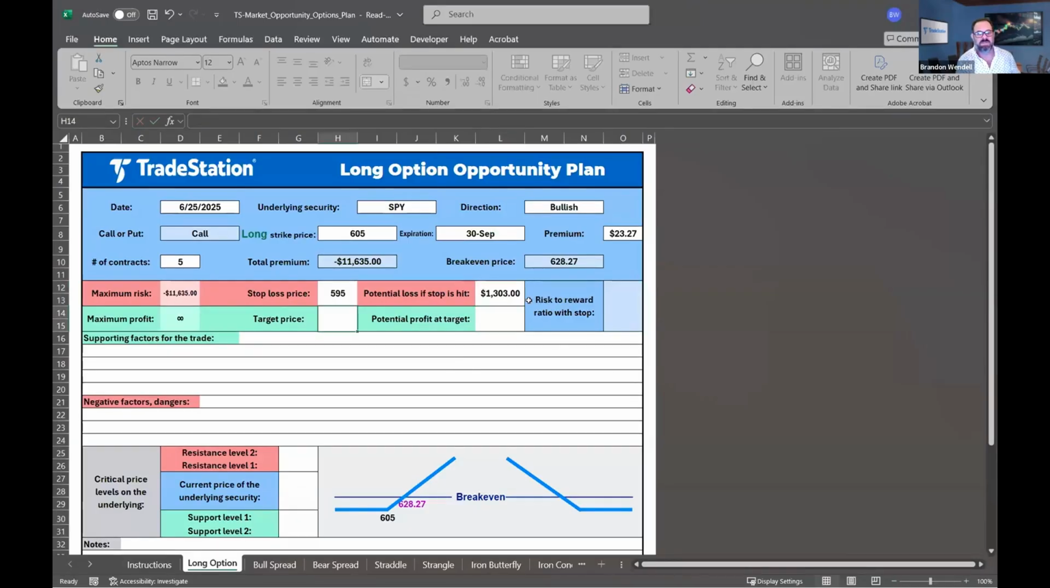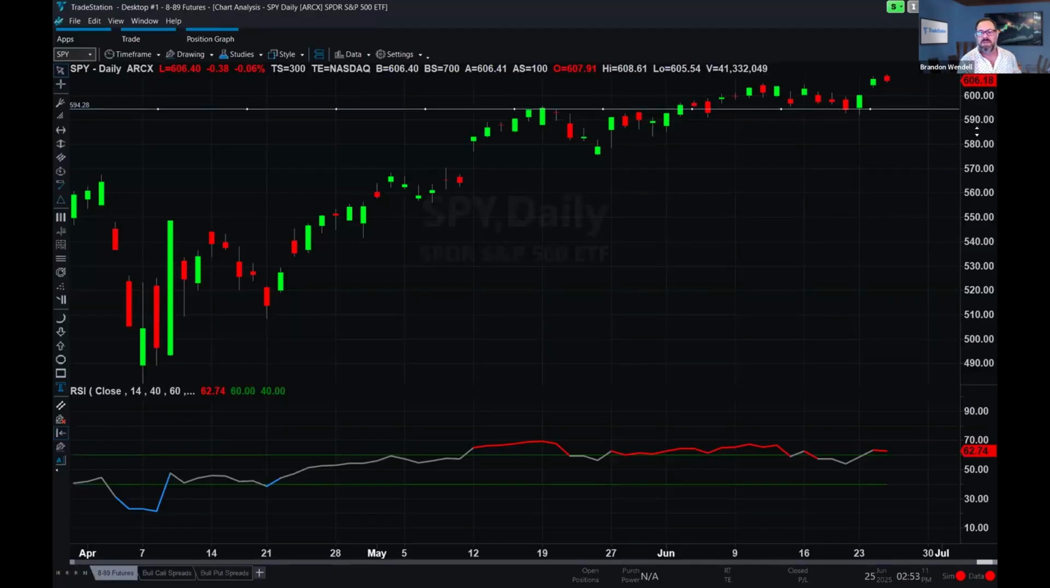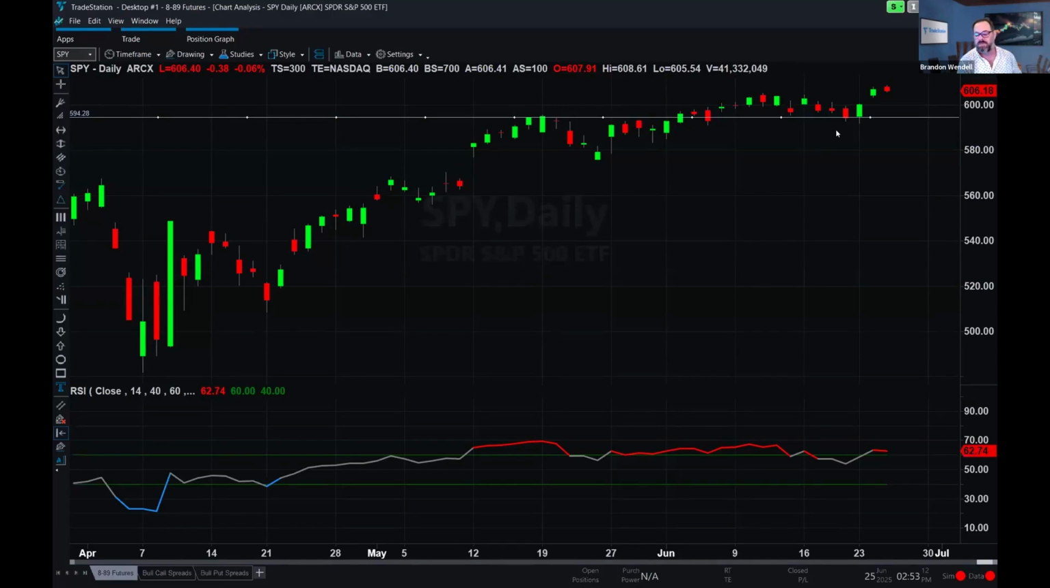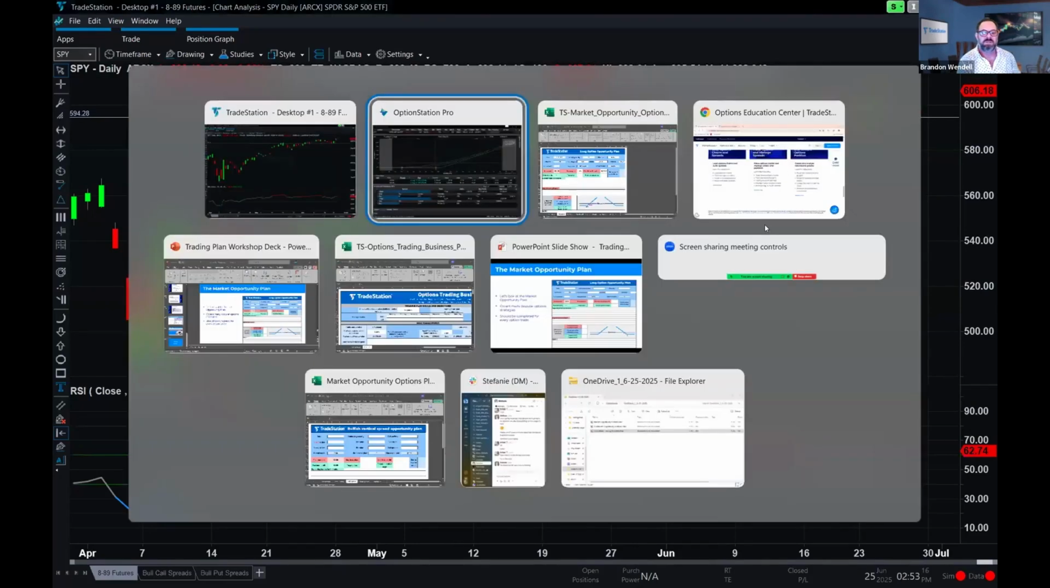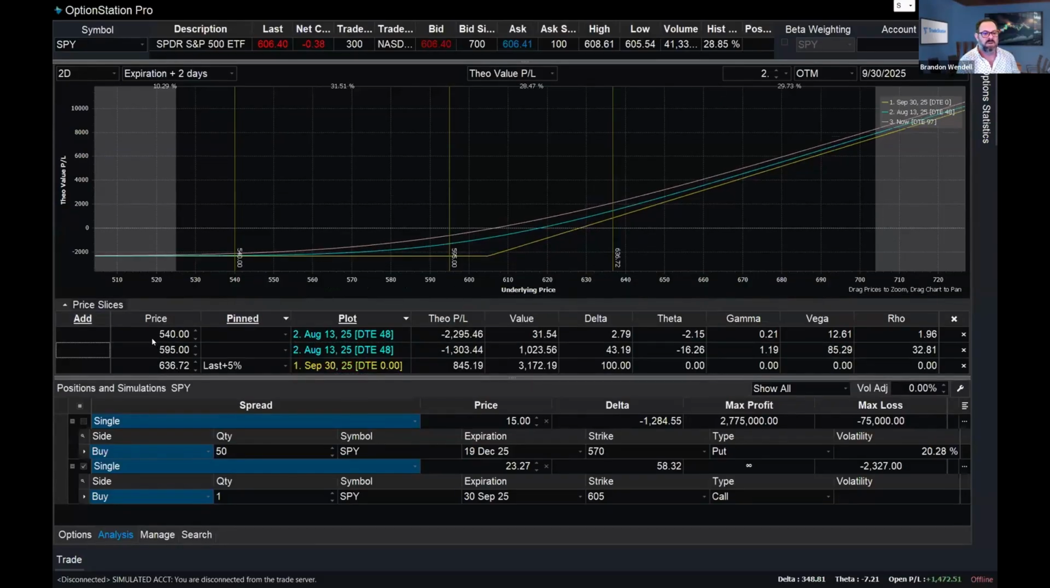I don't have to put the cents in there if I don't want to. My target price, obviously buying a call has infinite potential reward, but we're not going to get that. This price is likely to go up a certain amount. And let's say I had a target of 625. I'm expecting it to go there. Again, I can go to price slices, add another one, and put in 625.